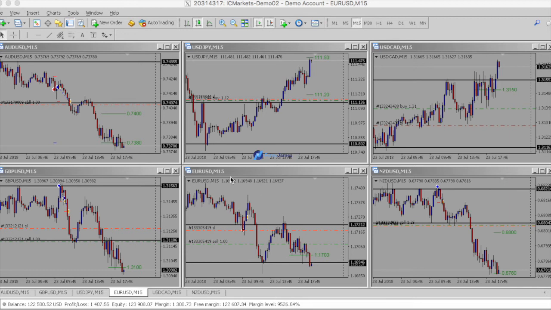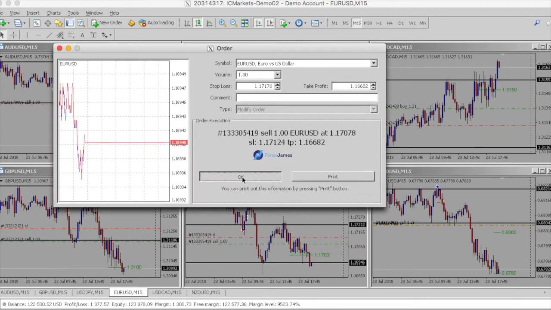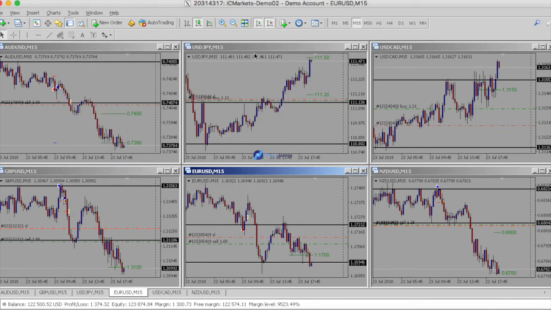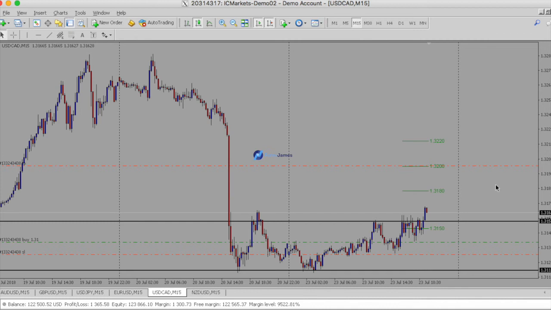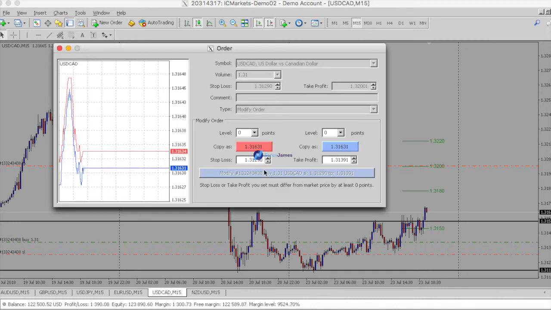And it's in profit for the euro dollar. Reduce the stop loss to half. Okay, and I've moved the stop loss for dollar yen to break even. The dollar CAD finally broke out. Yeah, I'm going to move this to break even.